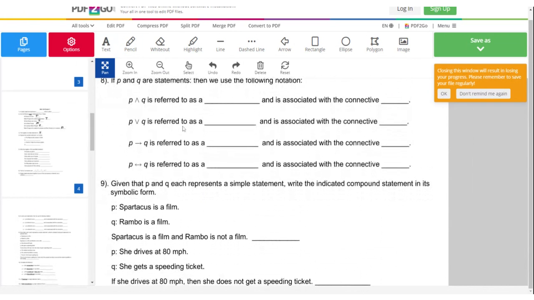This is the conjunction, and that's and. This is the disjunction, that's or. This is the conditional, and that's if, then, and the conditional is called conditional. This is the biconditional, and it's if and only if.